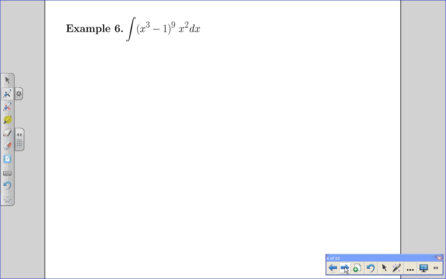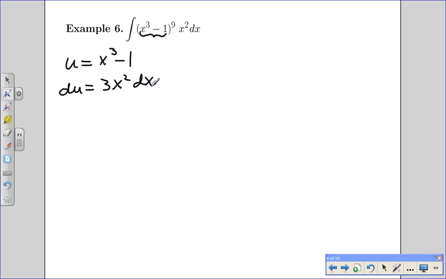Here's another one that's fairly similar. This one's going to have a little bit of a change because I don't have my exact du available. So for example, here, this expression in the parentheses, I'm going to let that be u, x cubed minus 1. Because I would like this to be u to the 9th times the derivative of u. So we're going to say, okay, so u is going to be x cubed minus 1. The derivative of u, or du, is 3x squared dx.